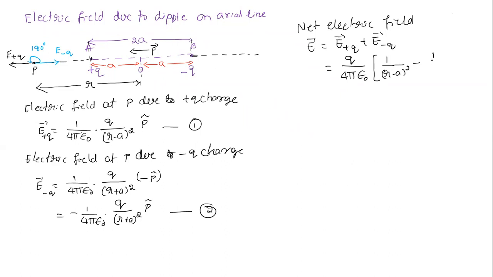Divide, multiplied by 1 by (R plus A) whole square, and it is into P cap. Outside there is a P cap. That is the electric field. Now we need to simplify the term inside the bracket.